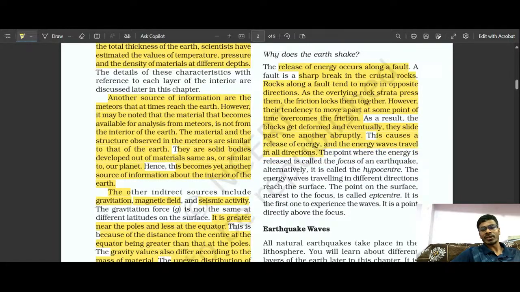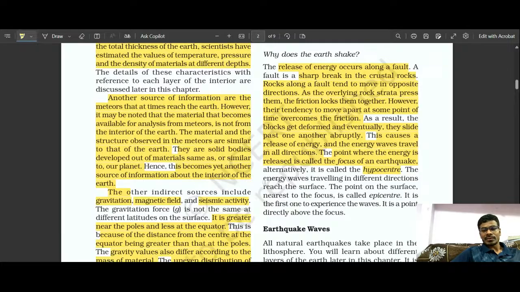The point from where the energy is released is called the focus of the earthquake. This is a quite important factual point that you always need to remember: what is the focus and what is the hypocenter. The point where the energy is released is known as the focus, or alternatively we sometimes refer to it as the hypocenter.